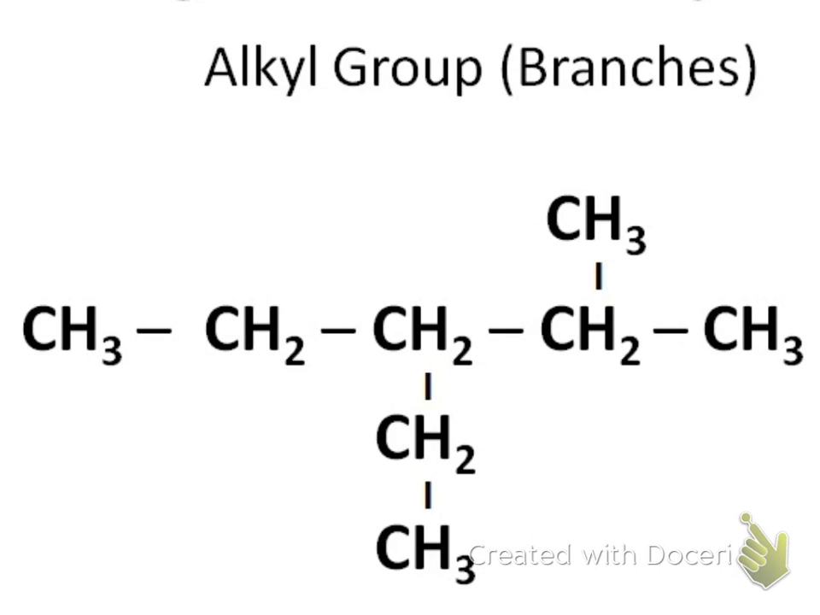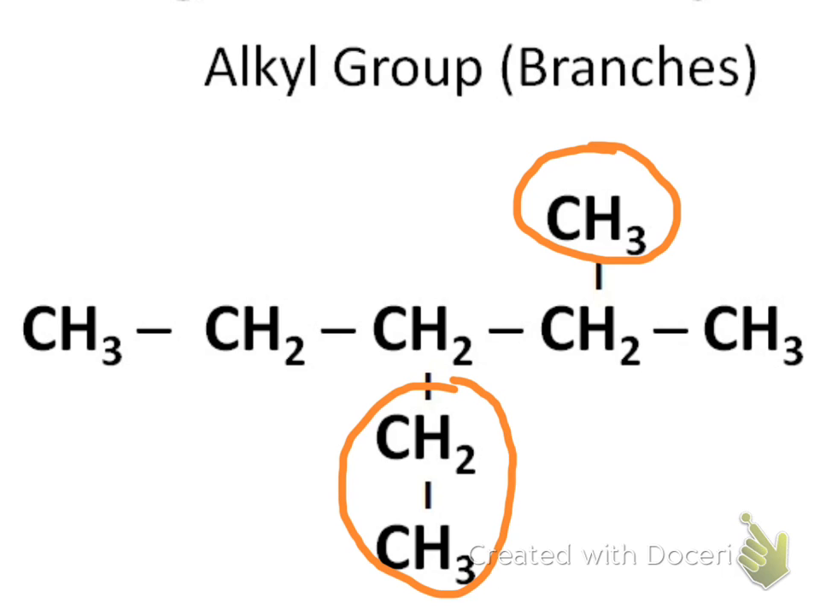Now, if we have more than one alkyl group per branch, in this case we would have two branches, we should name them in alphabetical order. So in this case we have a methyl over here, and we have an ethyl group over here. For this compound, we will start counting from right to left. So we would have a 3-ethyl-2-methylpentane.